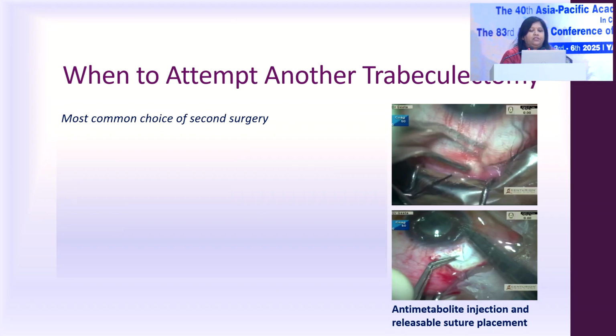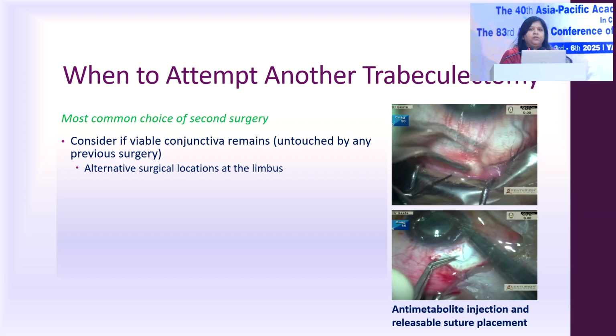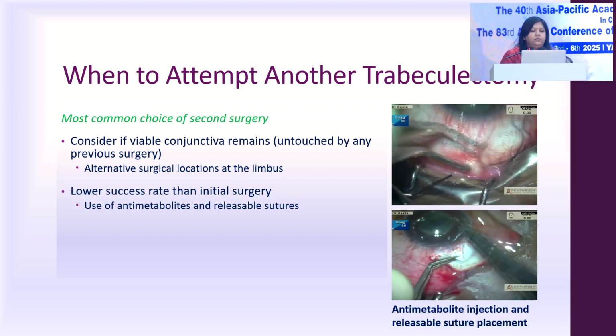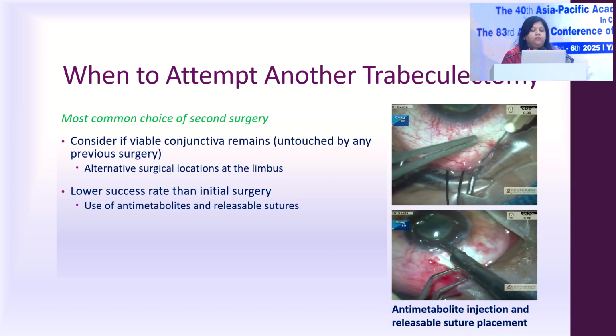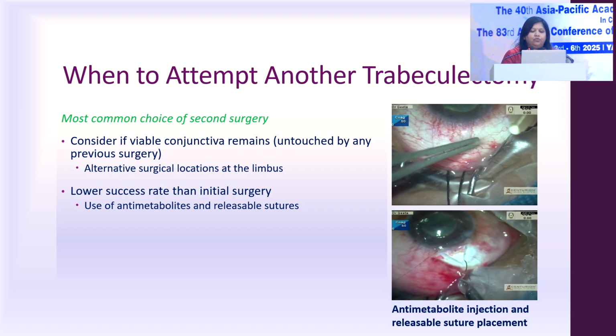When to attempt another trab? Trab is the most common choice of second surgery. So it must be considered if we have viable conjunctiva that is untouched by any previous surgery, and if there are alternative surgical locations at the limbus. There is a lower success rate than the initial surgery, and the use of antimetabolites, that is mitomycin C injections, and releasable sutures will definitely enhance the success.